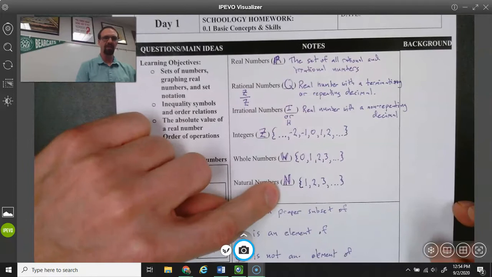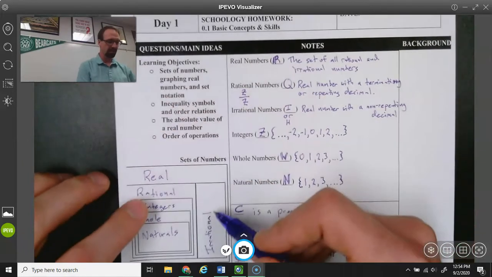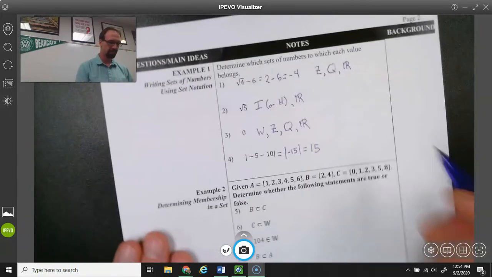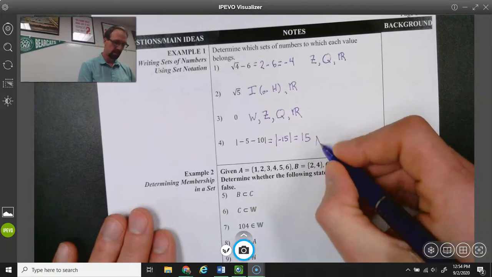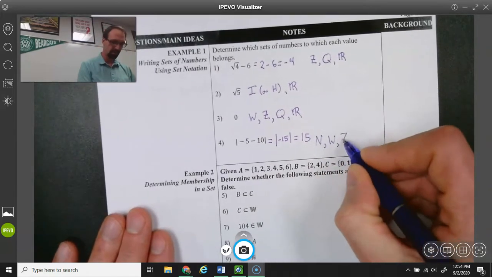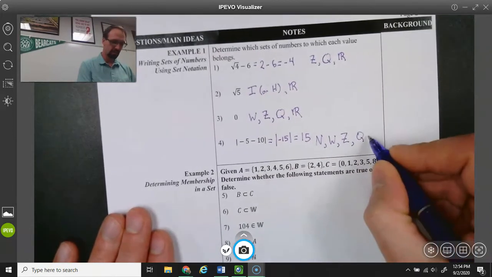reals. Be careful. A lot of students will go through this entire list and then write them all down. Remember, it's either irrational or rational. It can't be both. So natural, whole, integer, rational, and then real.